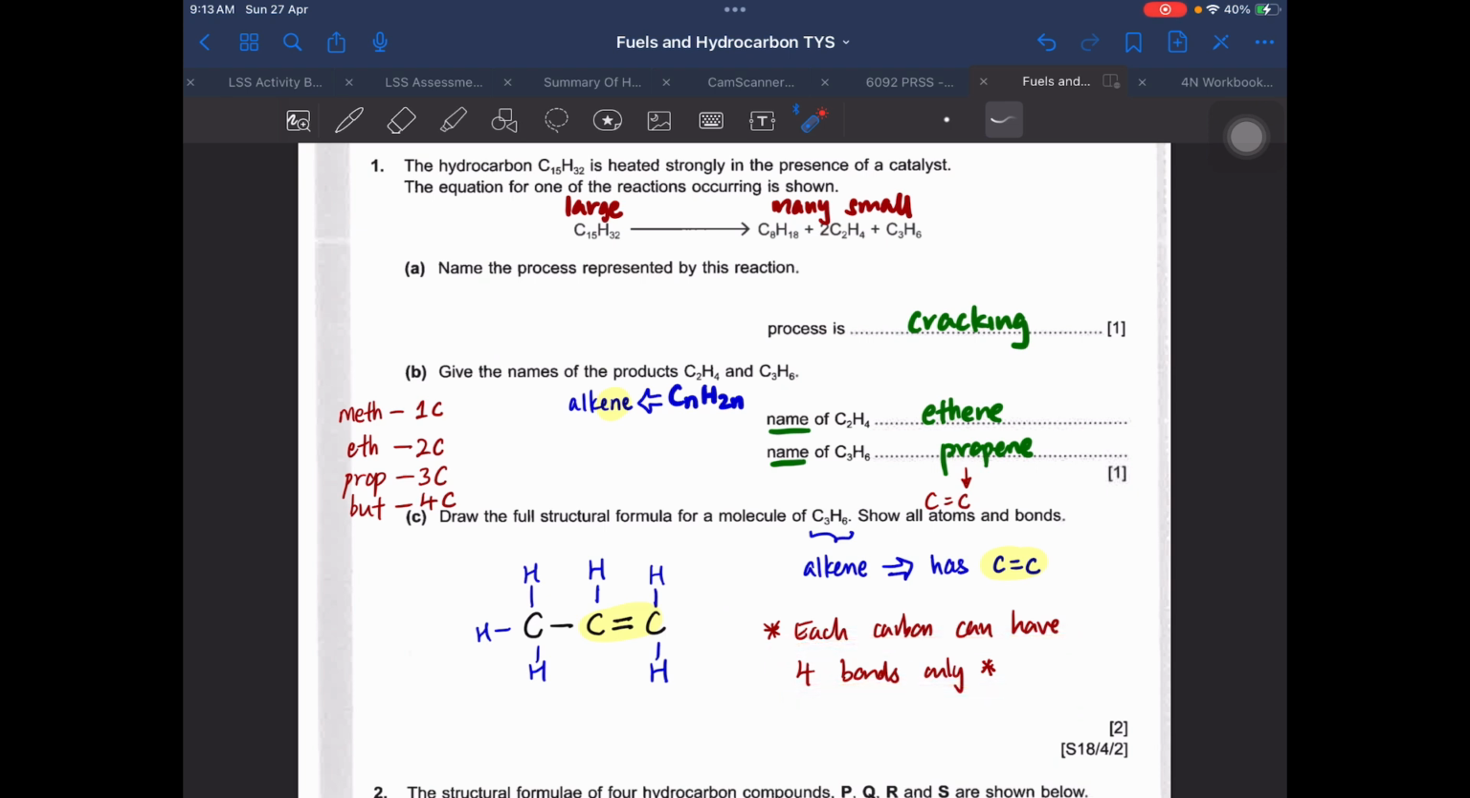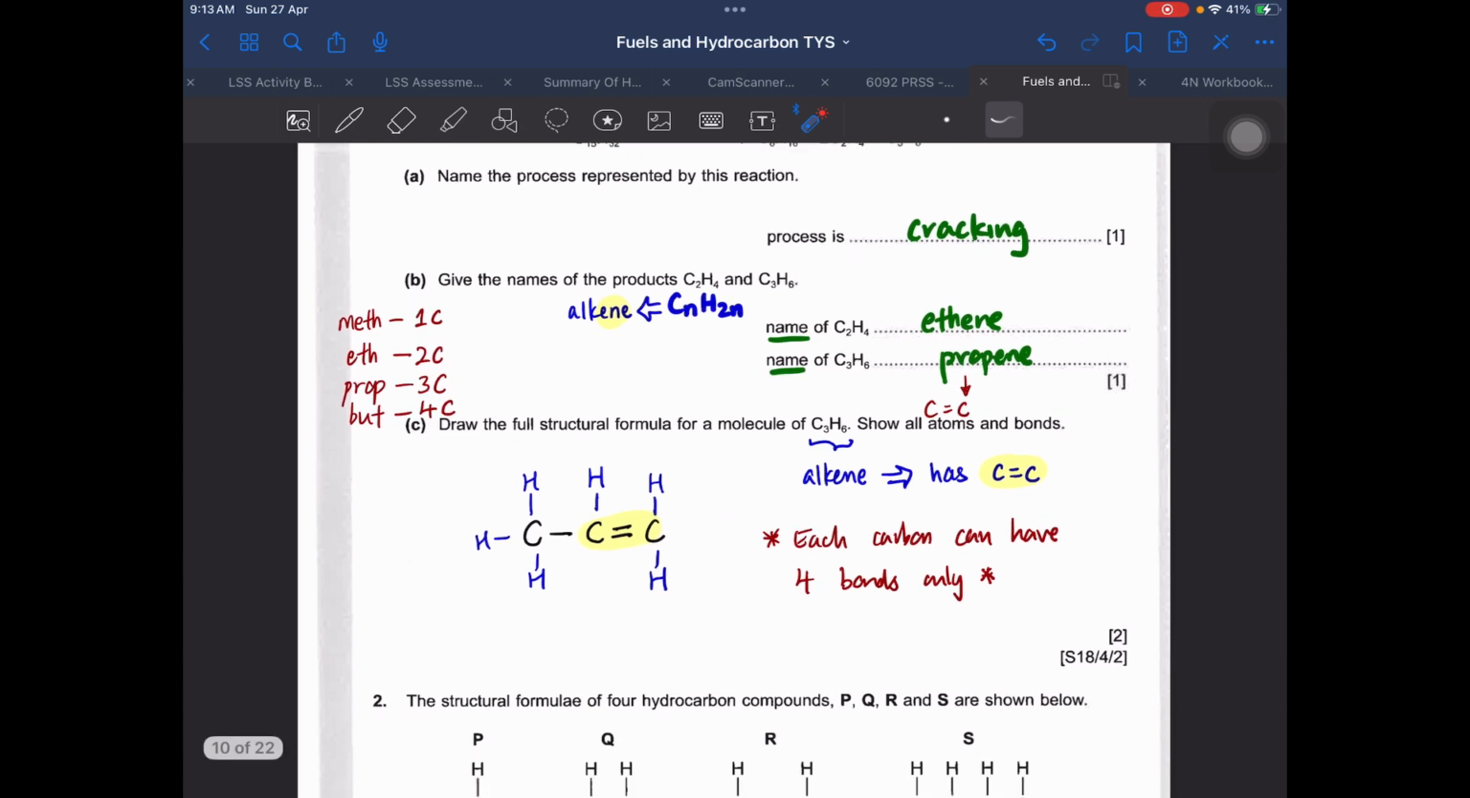So you really must go and count and look at it carefully, one by one for each carbon. This carbon here now has 1, 2, 3, 4. This carbon here has 1, 2, 3, 4. And this carbon here has 1, 2, 3, 4. So that is how you count and double check your answers. Alright, so let's move on to the second question.